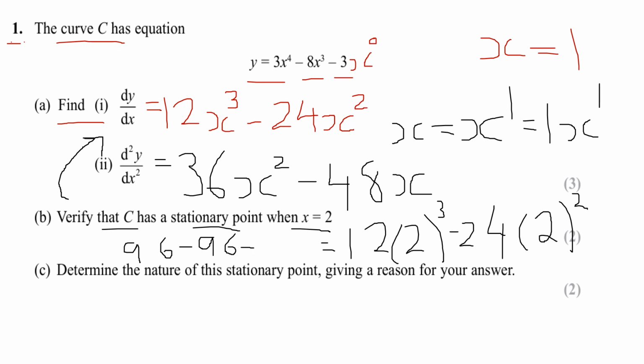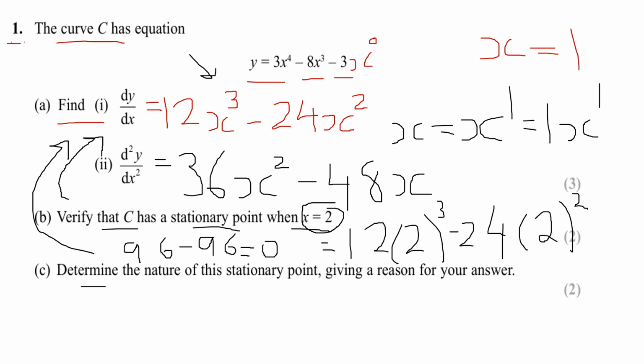96 minus 96 makes 0, so therefore we have a stationary point when x equals 2, because when x equals 2, the value of dy by dx is equal to 0. Remember, stationary points or turning points are when the first derivative is equal to 0. So the second method is to solve that equation, which also works, but I thought this one was a bit easier. Just sub in x equals 2 into dy by dx and show that we get 0.